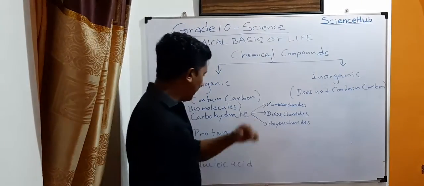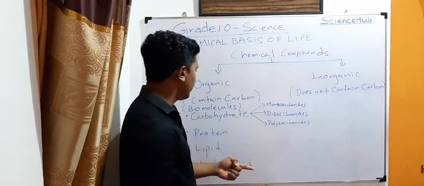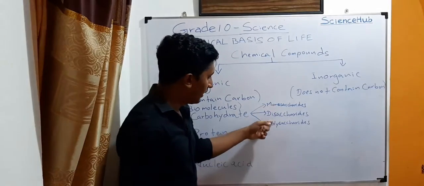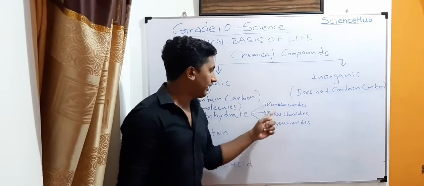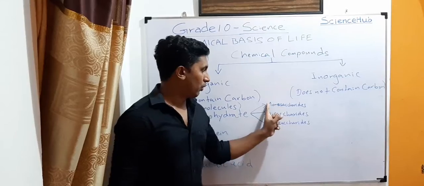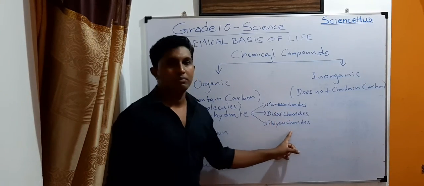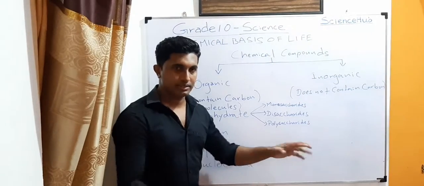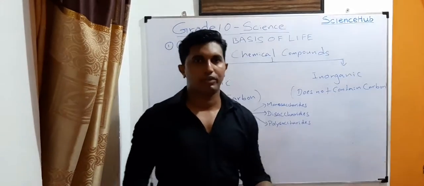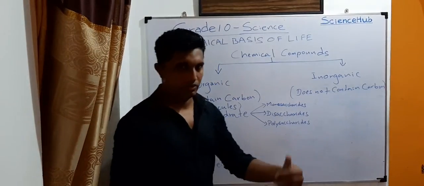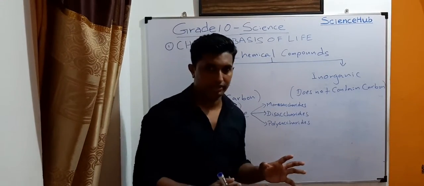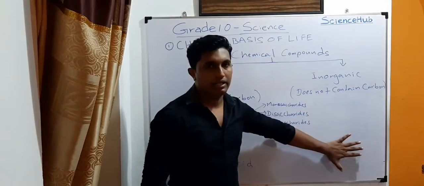Again, we can subdivide the carbohydrate category into three subcategories: monosaccharides, disaccharides, and polysaccharides. Okay, this is the summary of this lesson. This is the whole summary of this lesson. Then we can go further. We do not do this part in detail in this lesson.